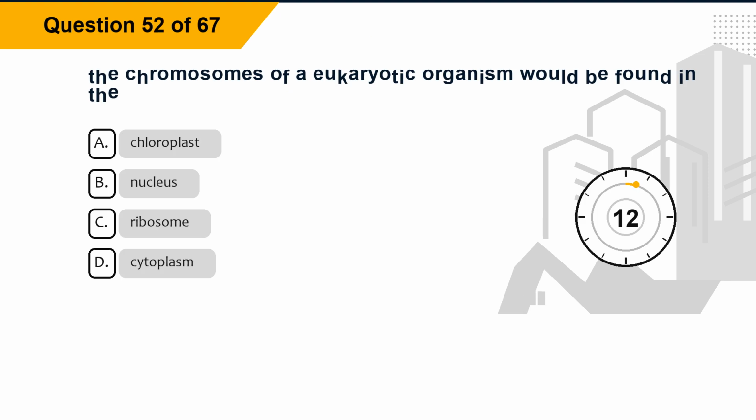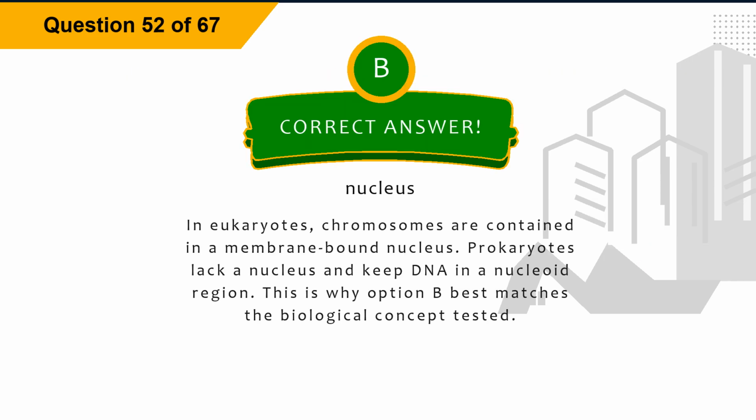Question 52. The chromosomes of a eukaryotic organism would be found in the option A, chloroplast. Option B, nucleus. Option C, ribosome. Option D, cytoplasm. The correct answer is option B, nucleus. Explanation. In eukaryotes, chromosomes are contained in a membrane-bound nucleus. Prokaryotes lack a nucleus and keep DNA in a nucleoid region. This is why option B best matches the biological concept tested.